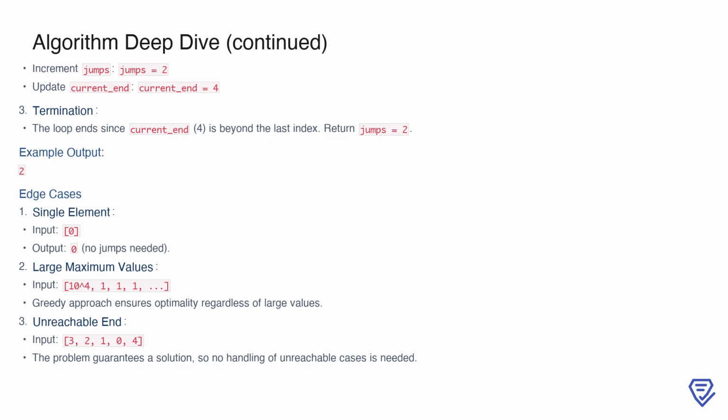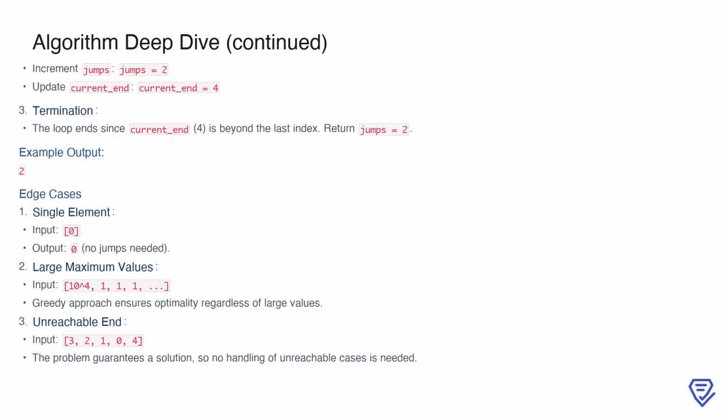If the input has only one element, such as 0, no jumps are needed, so the output is 0. For arrays with large maximum values, such as 10^4, 1, 1, 1, the greedy approach ensures that we always make optimal jumps without being affected by the size of the numbers.